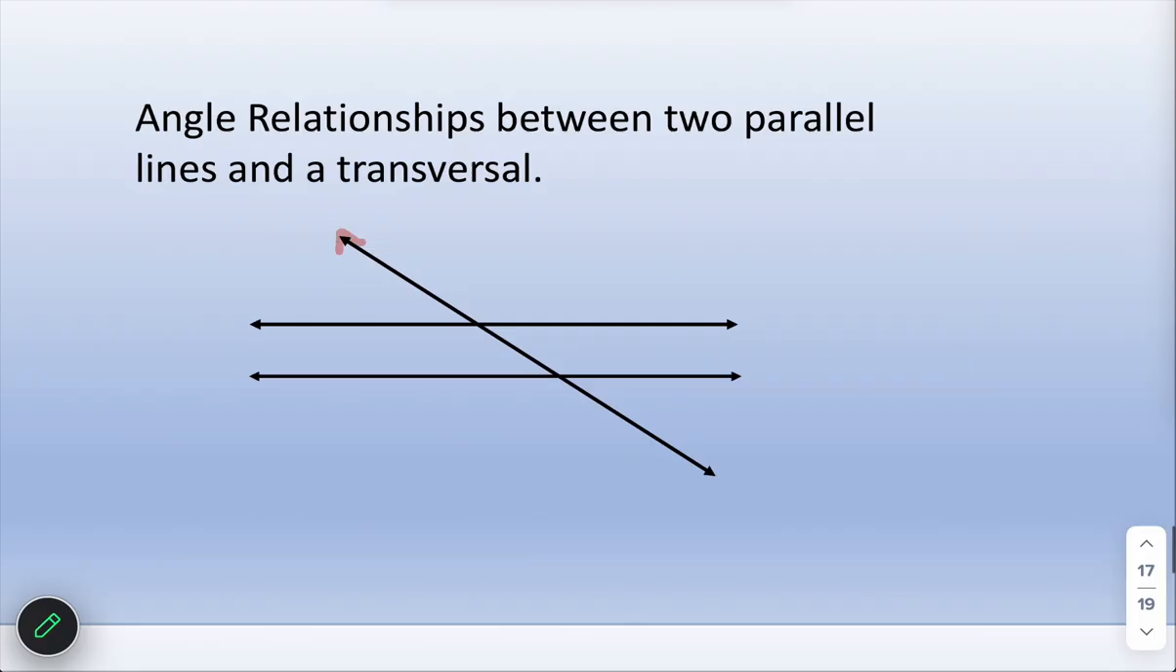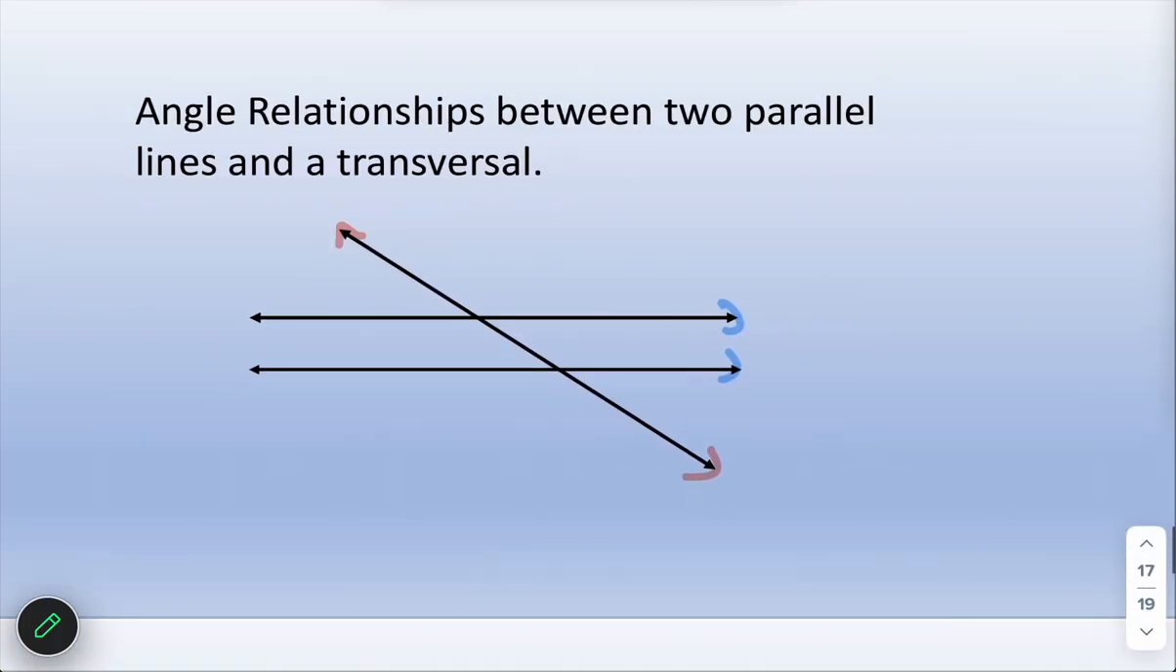So if we look at this transversal and we look at the parallel lines, those parallel lines and a transversal create many angle relationships. But it's really important that you understand these relationships. Let me see if they actually do one. Yeah, okay. So here's what you need to know.